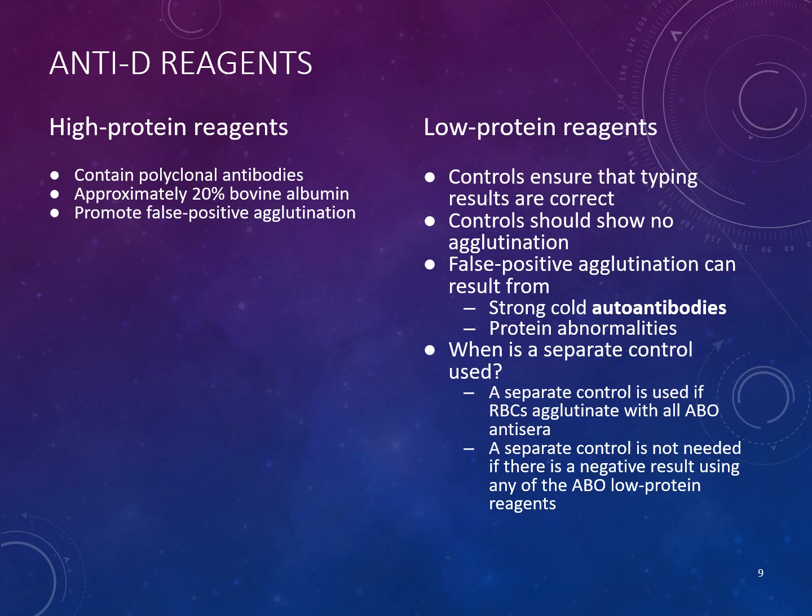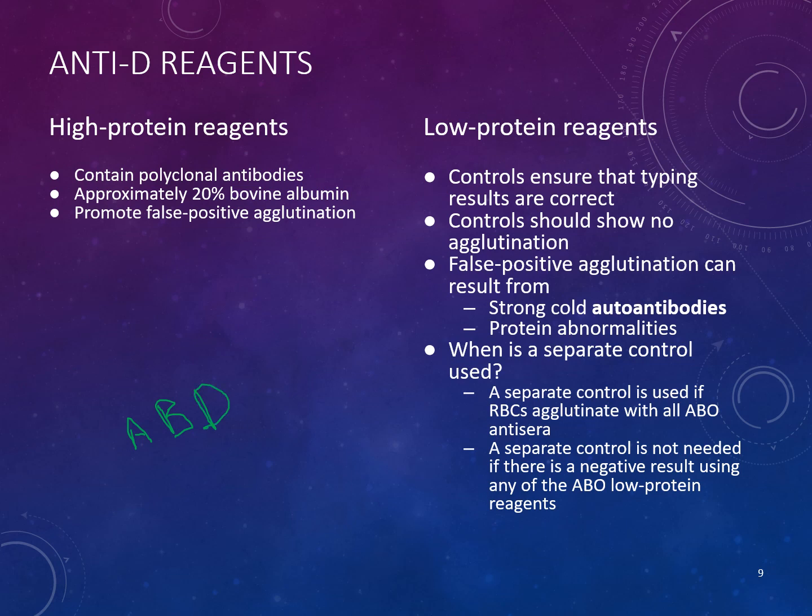When is it required that we actually run this control? Well, it's required when you have RBC, or red blood cell, agglutination with all of your anti-sera. So in other words, your anti-A, your anti-B, and your anti-D. When you have agglutination with all of those, then you need to run a control.